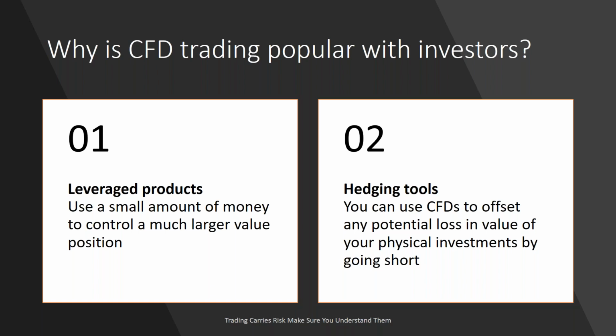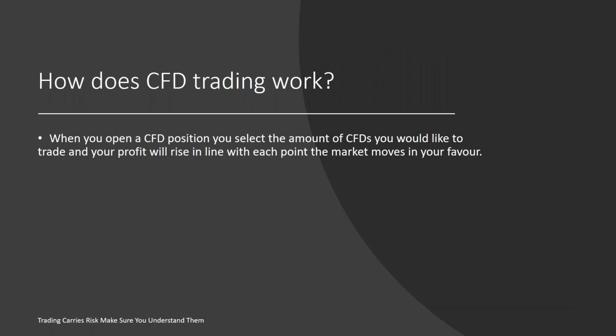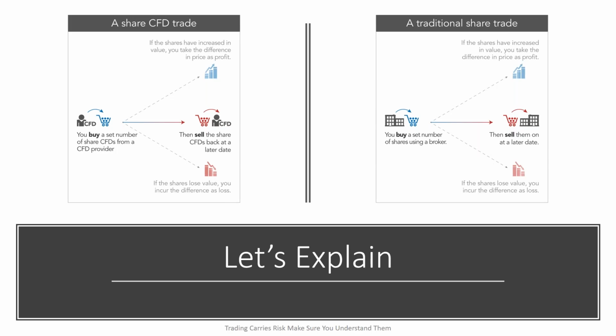If you had bought Barclays and you had shares and you thought they were going to go up, you could actually take a CFD to offset your potential loss of your other investments. When you open a CFD position, you must select the amount of the CFD you would like to trade, and your profit will rise in line with each point the market moves in your favor.